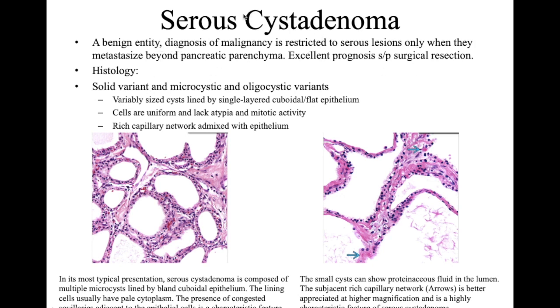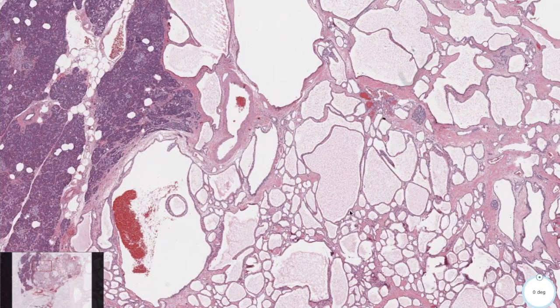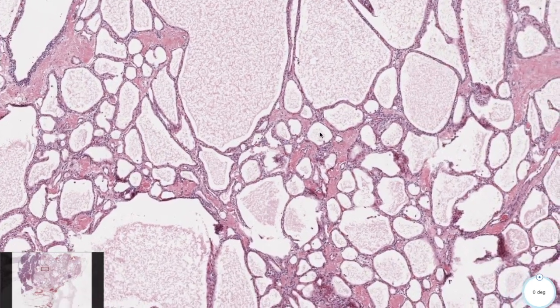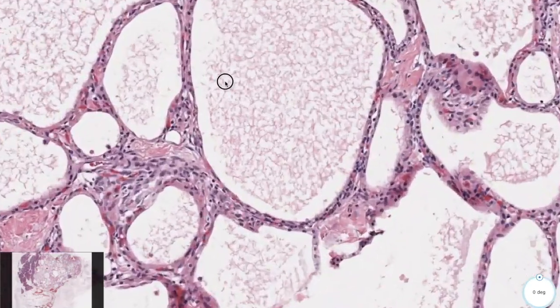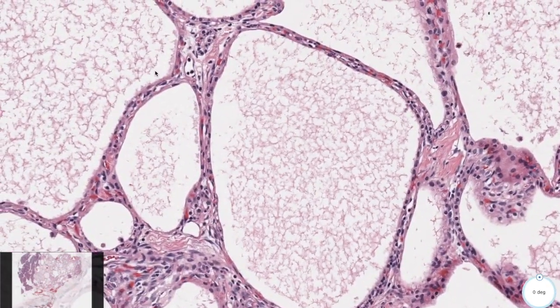This could also be a serous cystadenocarcinoma only if this lesion metastasizes beyond the pancreas, and that is extremely rare. Serous cystadenomas are very benign lesions. And again, let's take a look at it again. This is exactly what we're seeing. Look how textbook this is. It's a serous cystadenoma, cysts lined with fluid.